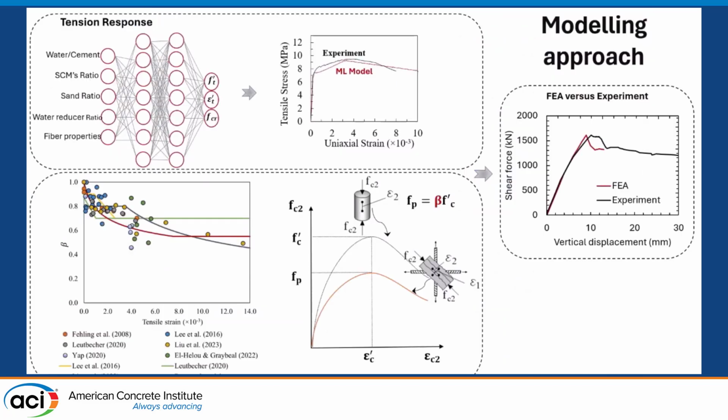Apart from defining our tension response based on the artificial neural network predictions, we also developed a compression softening model suited for UHPC with fiber reinforcement, which was based on experimental studies on UHPC panels under biaxial tension-compression stresses. So what this compression softening model does is that it decreases the compressive strength of UHPC elements under transverse tensile strains.